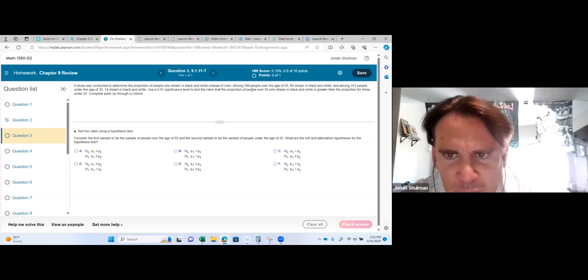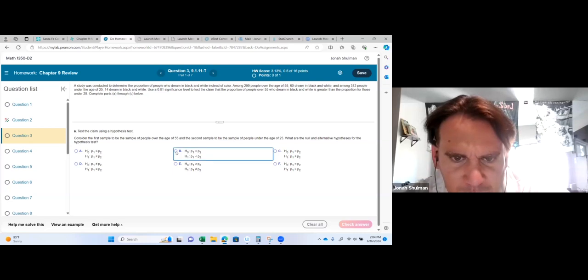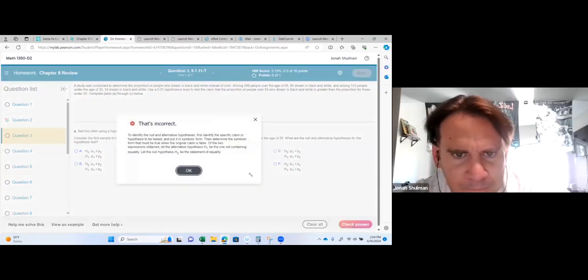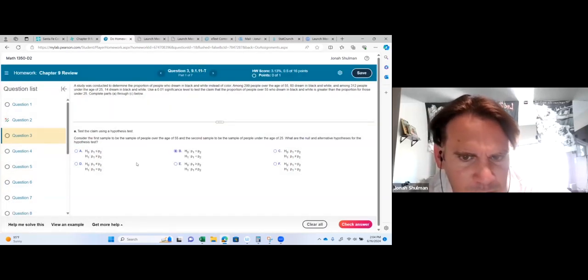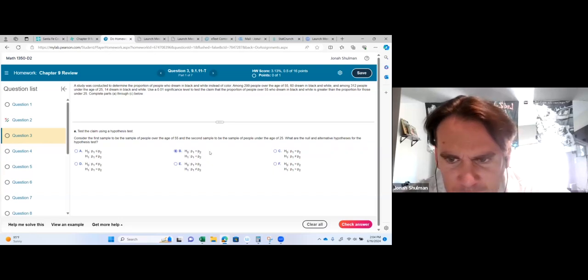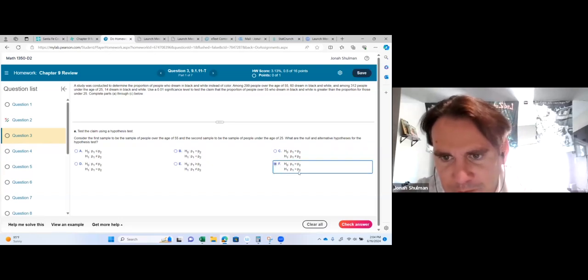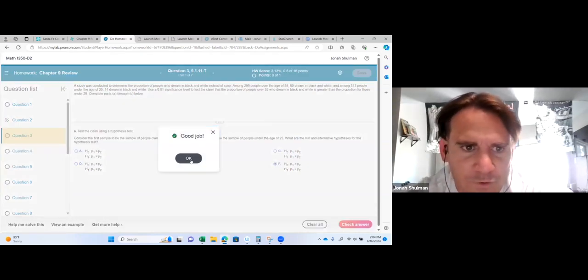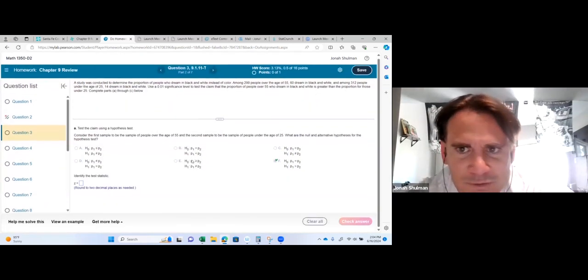Okay, so the proportion of 55 is greater than, so that's got to be this one. So null B. Oh, what? These should be equal. Oh yeah, it is greater than. I didn't know this. I had this choice. Sorry, it said greater than. Whatever. I'm over it. I get the Z statistic.